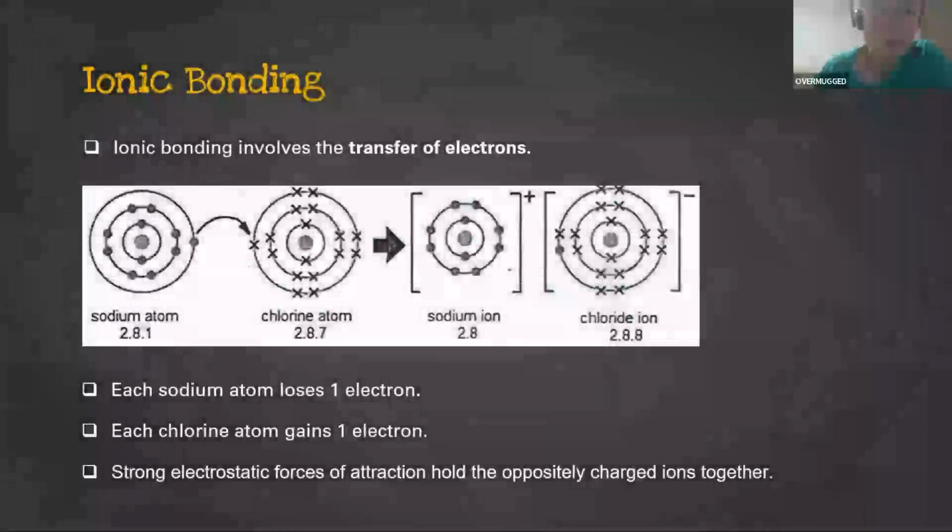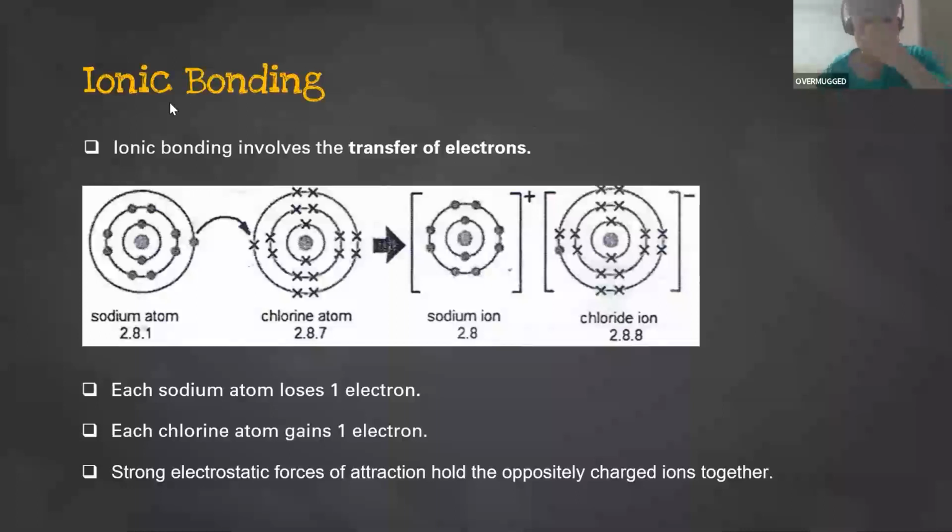Then moving on to ionic bonding. Ionic bonding involves the transfer of electrons. Your sodium atom over here will kick out this electron such that it goes to the chlorine. Now both are happy, both have a full shell. And both of these are ions now, not atoms, because the number of protons and electrons does not match anymore. Your sodium atom lost one electron, and your chlorine atom gains one electron.